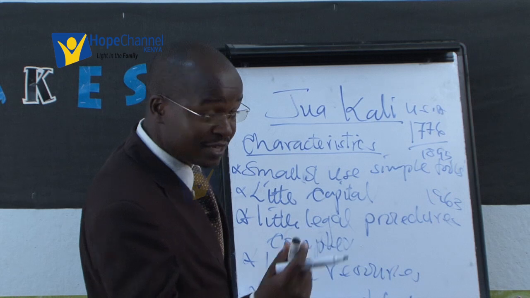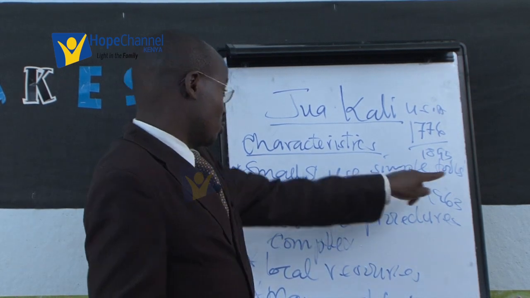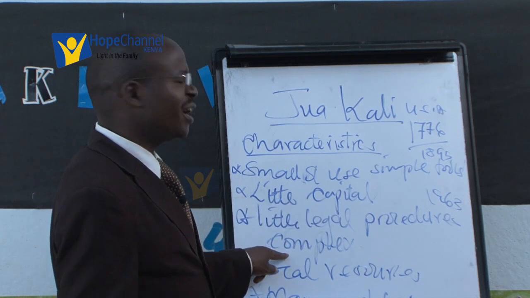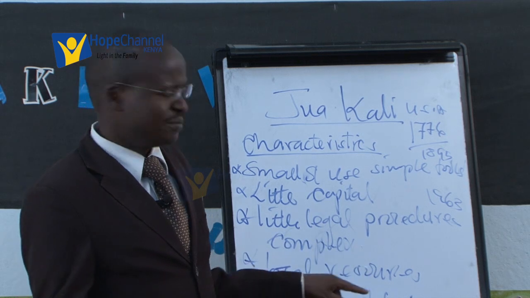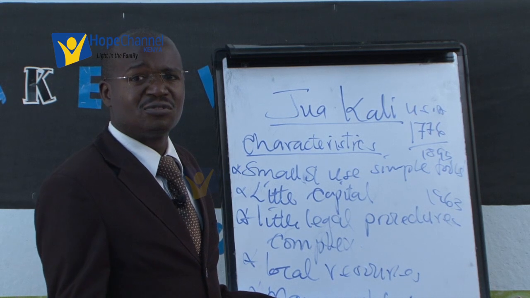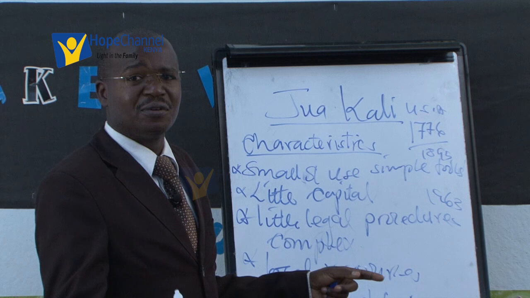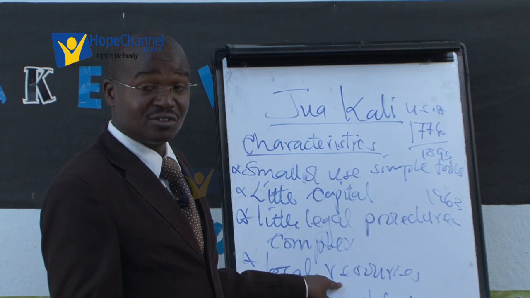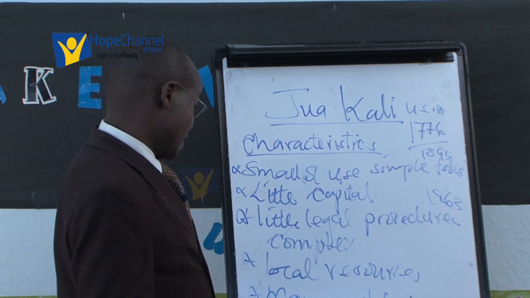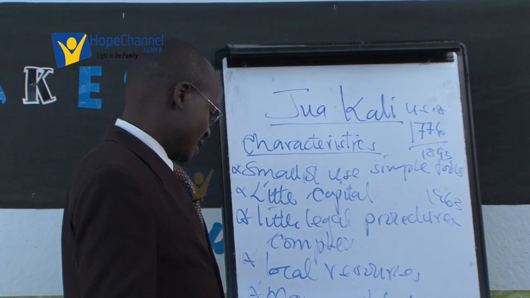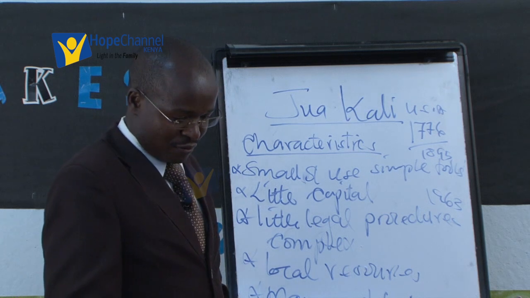So those are some of the characteristics of Jua Kali Industries. I have said they are small and use simple tools. They require little capital. They don't require complex legal procedures for you to start that business. You only need to pay the county government for registration and for a license of operating. Then they use local resources. The resources usually are locally available. Then they are managed by an individual or two individuals. Then their market is actually a local market.